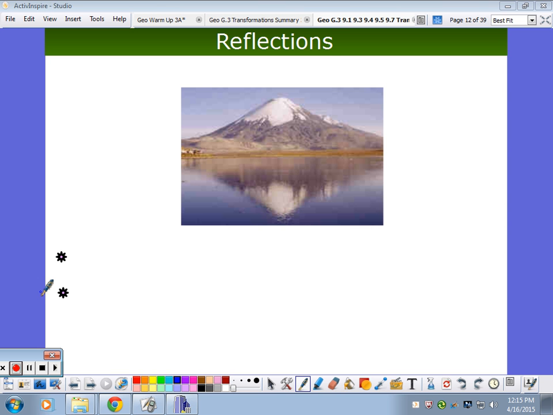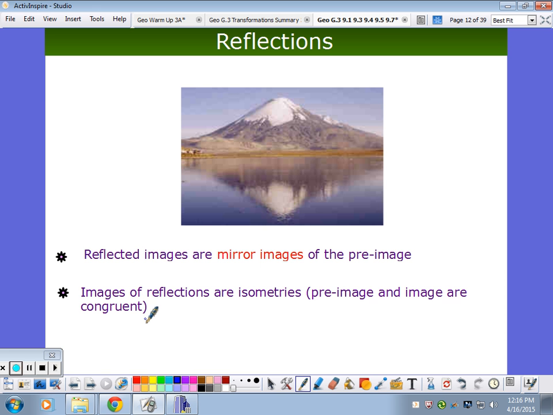So reflections, as you can see, we've got a reflection here of this mountain, and there is this line of reflection where we can see where all the points would line up. They're mirror images of the pre-image, and we get isometries, and what that means is just that the pre-image and image are going to be congruent.